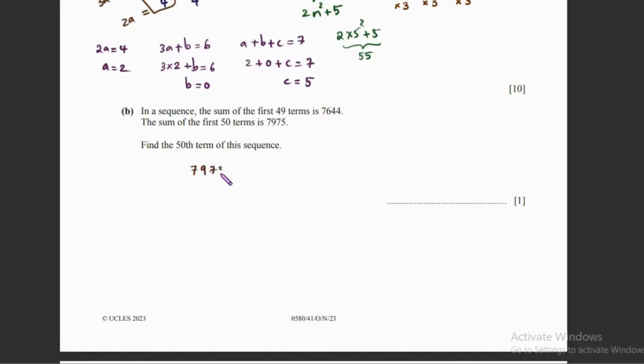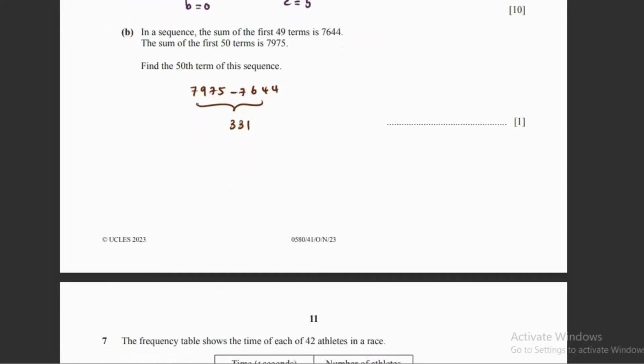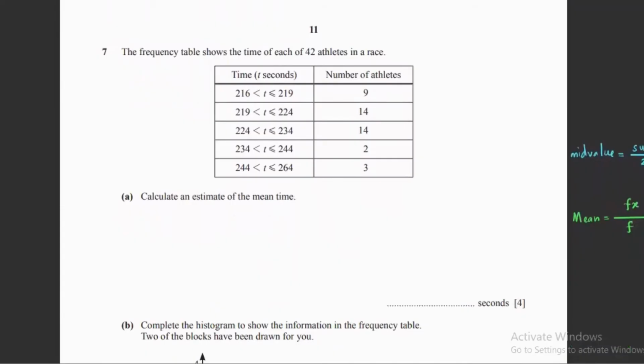So 7,975 minus 7,644. This difference is going to be the answer, which is 331. Which means the 50th term is equal to 331. In question 7, we have a frequency table that is given of 42 athletes in a race. We need to calculate an estimate for the mean time.